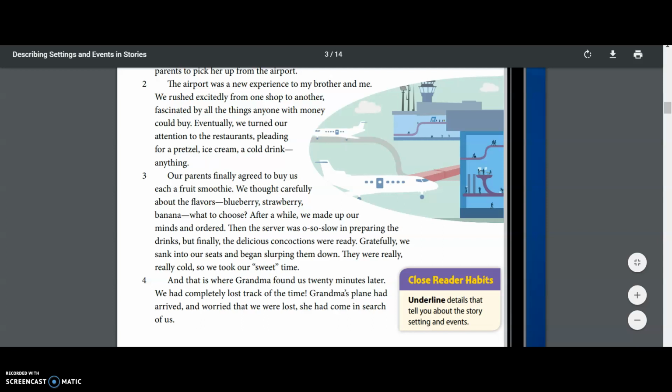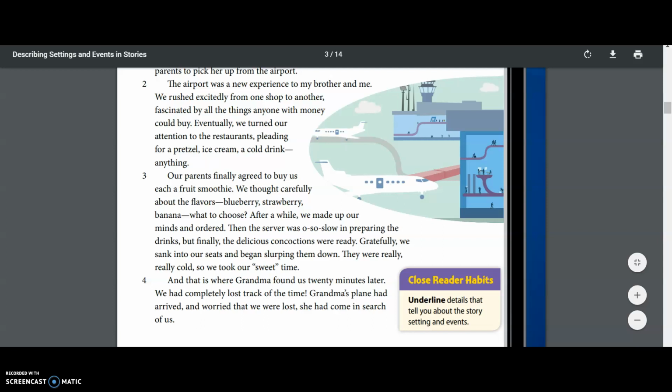I'm going to give you time to do that, but just as a reminder, the setting is when and where a story takes place. So when we refer to the setting, we're not only talking about the time of day or the time of the year, but also what season is it?